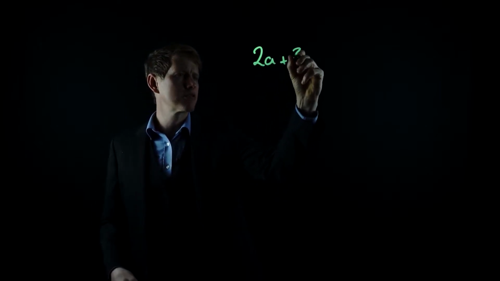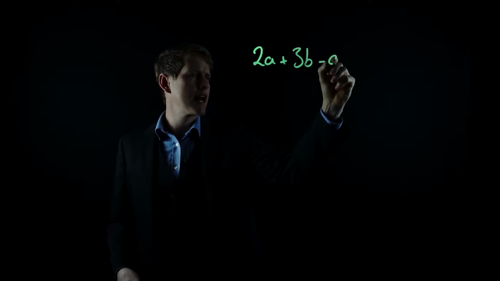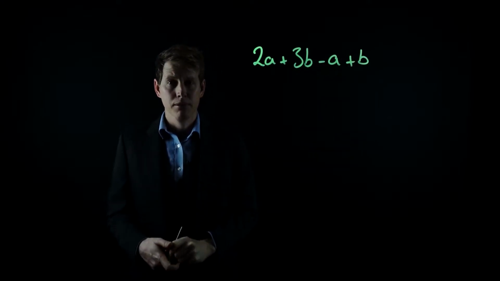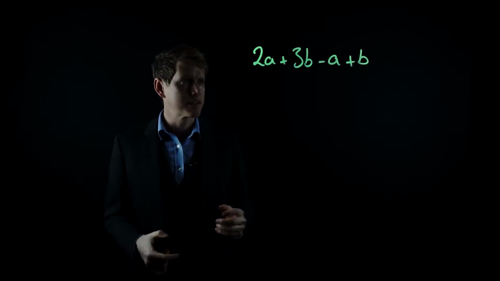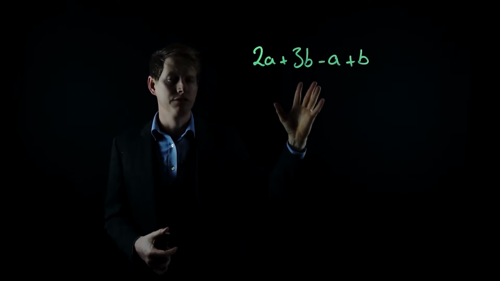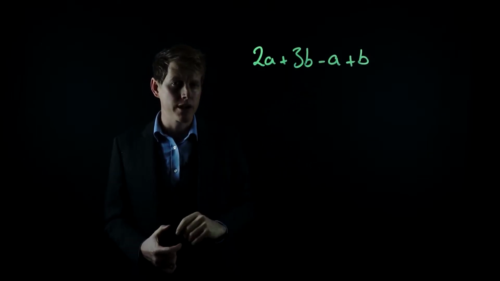Remember, an algebraic expression contains a combination of numbers, letters, and operations. For example, 2a plus 3b minus a plus b. That's an example of an algebraic expression. Notice there isn't an equal sign. We can't solve anything. It's not an equation.